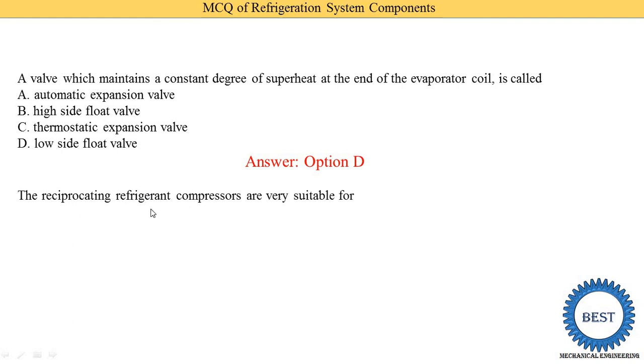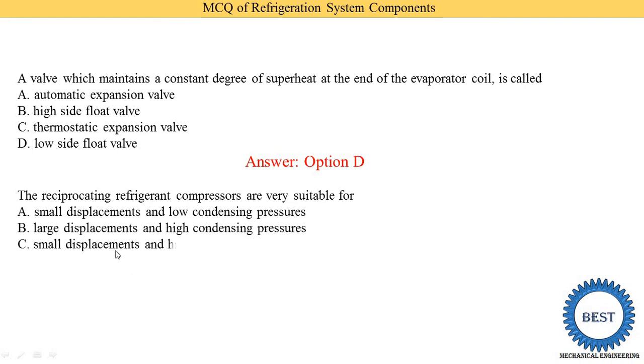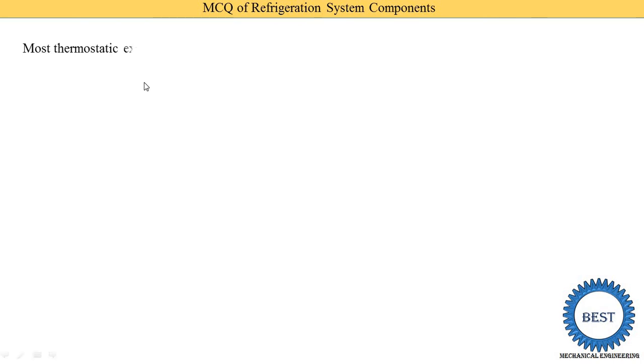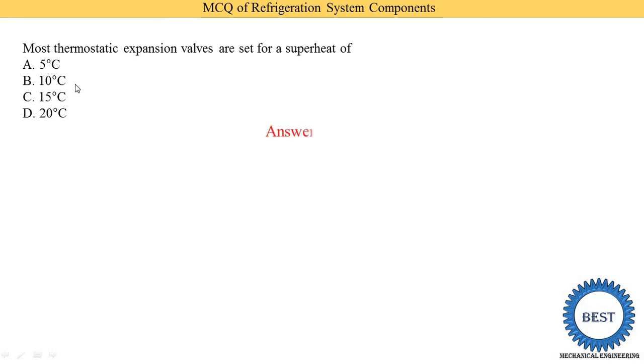Reciprocating refrigerant compressors are very suitable for, as I already discussed, reciprocating compressors are generally used for higher pressures and small displacements. So option C is the correct answer. Centrifugal is used for low pressures and larger displacement. Most thermostatic expansion valves are set for a superheat of 5 degrees centigrade, 10 degrees, 15 degrees centigrade, or 20 degrees. So the answer is option A, 5 degrees centigrade.